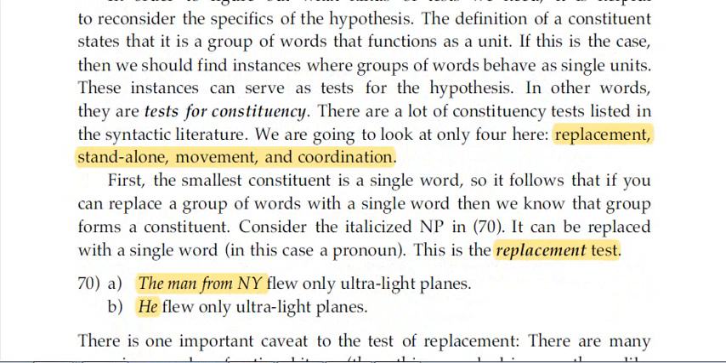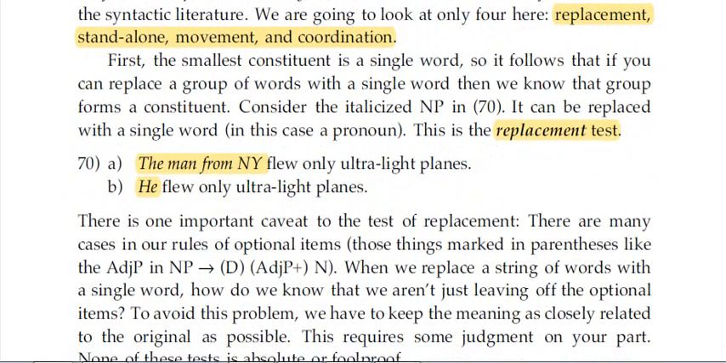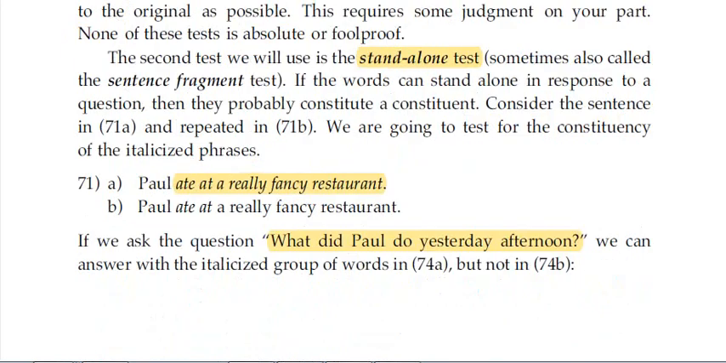Bagaimana mengetes constituency? Salah satunya adalah dengan melakukan replacement test. How to do that? Okay. Replacement test itu adalah mengganti sekelompok kata dengan satu kata atau dengan pronoun. Ya. The man from New York flew only ultra light planes. Maka kita lihat, bisakah the man from New York kita ganti menjadi he? Yes, it means that the man from New York, all of them is one constituent. Seperti itu. This is what we call as replacement test.